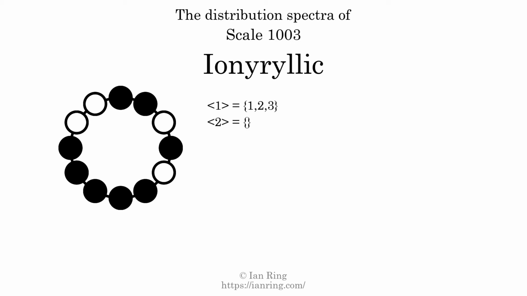The generic interval of 2 scale steps comes in three different specific interval sizes: 2 semitones, 3 semitones, and 4 semitones. The spectrum width of this generic interval is 2. The generic interval of 3 scale steps comes in 4 different specific interval sizes: 3 semitones, 4 semitones, 5 semitones, and 6 semitones. The spectrum width of this generic interval is 3.